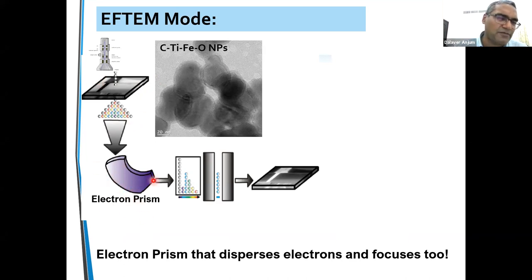And this is the shape of the electron prism. It's like a horseshoe shape. Electrons pass through it and get separated based on their energies. And here is a cartoon of that signal. You have lots of electrons with the same energy. These are the electrons that were scattered without losing energy. We call them elastically scattered electrons or direct electrons. And then other peaks: energy loss one, energy loss two, and so on.